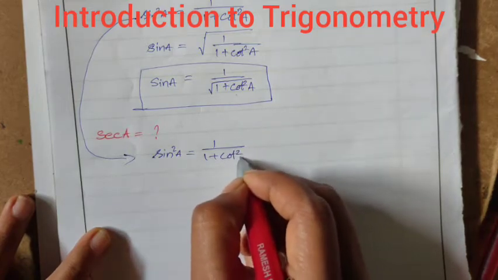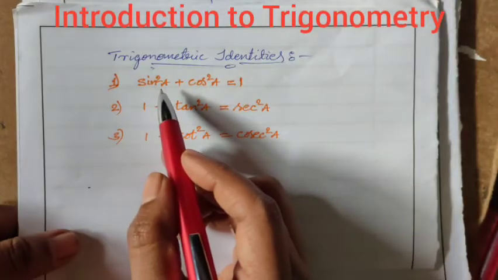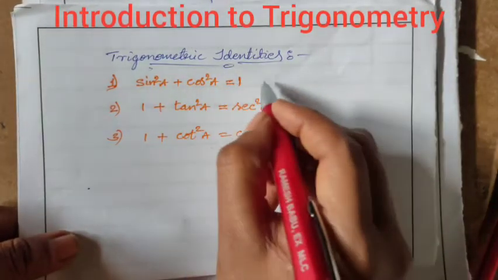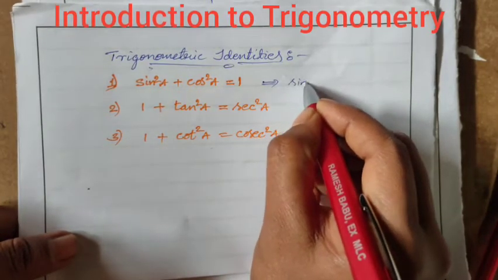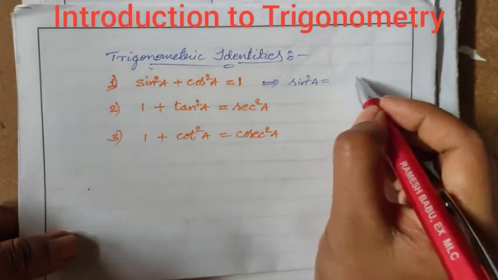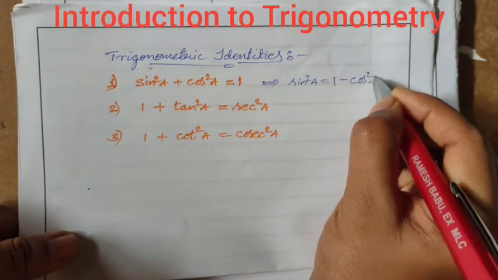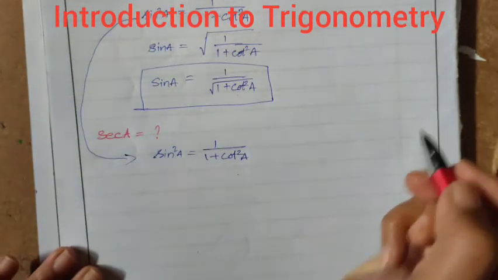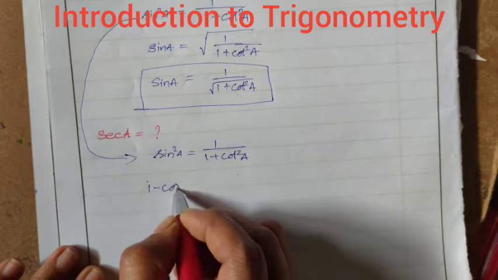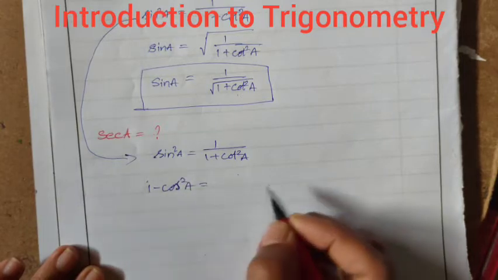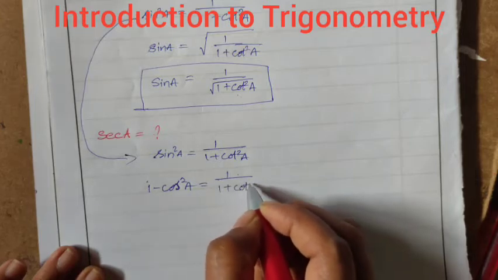Here what I am doing? Here I take the value of sin square A by using the first identity. Sin square A is equal to what? Sin square A is equal to 1 minus cos square A. Okay. So I take sin square A written as 1 minus cos square A. 1 minus cos square A equal to 1 divided by 1 plus cot square A.